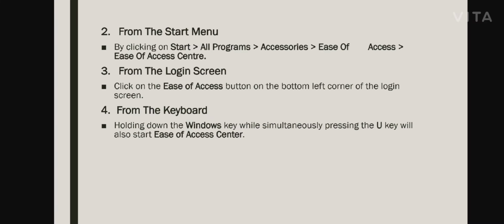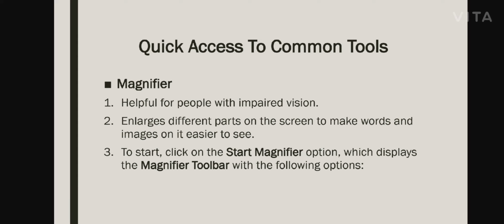From the Start menu, the accessibility settings can also be adjusted by clicking on Start, All Programs, Accessories, Ease of Access Center. From the login screen, the accessibility settings option can also be accessed by clicking on the Ease of Access button on the bottom left corner of the login screen. From the keyboard, holding down the Windows logo key while simultaneously pressing the U key will also start the Ease of Access Center.